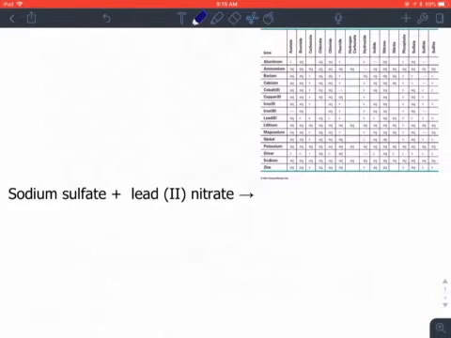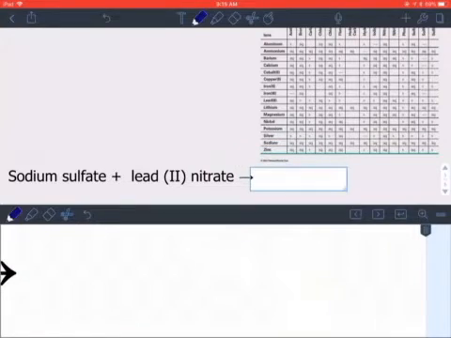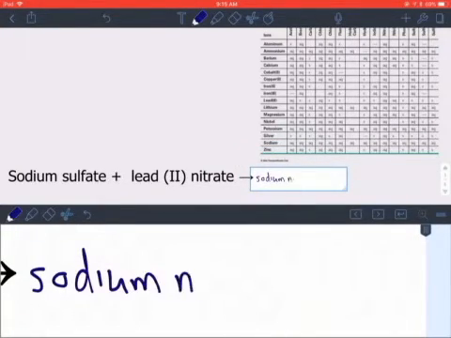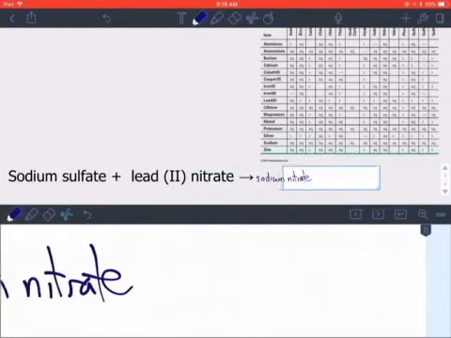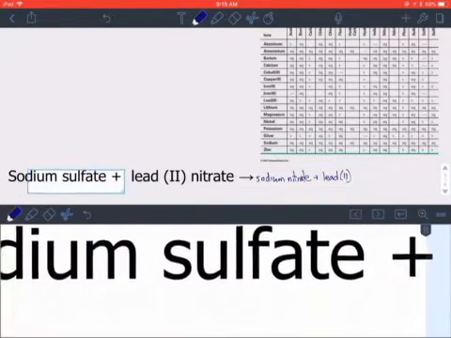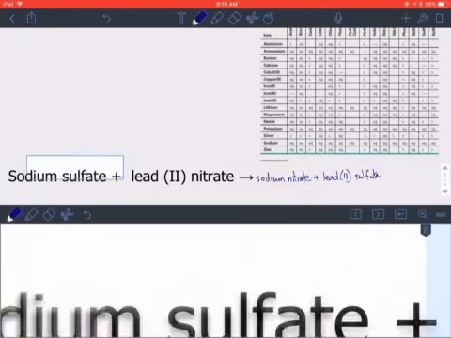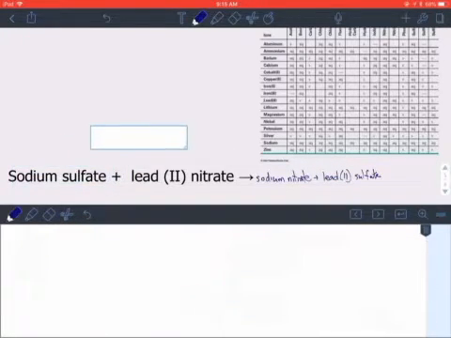Okay. So, let's trade the partners around. Sodium nitrate, because it went with the nitrate. Lead 2 sulfate. Sulfate. Let's check them. Sodium sulfate.